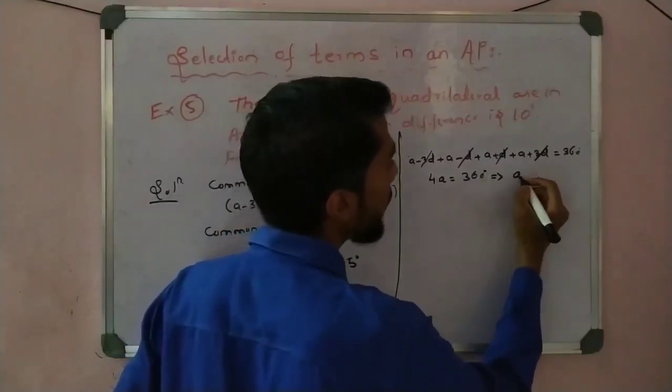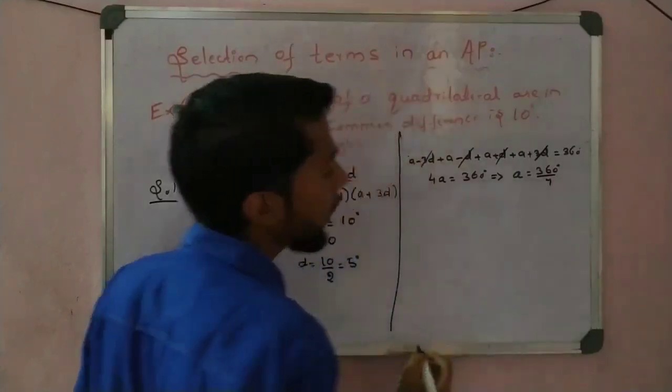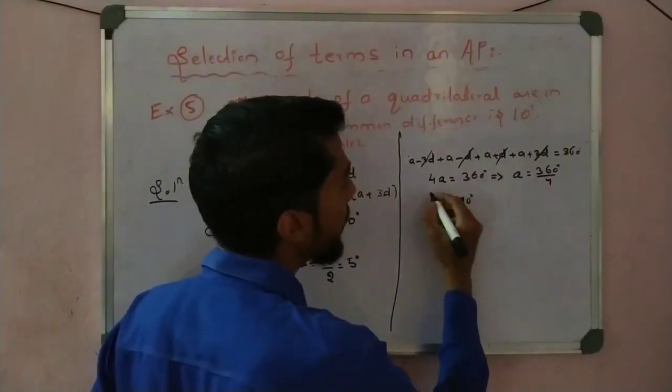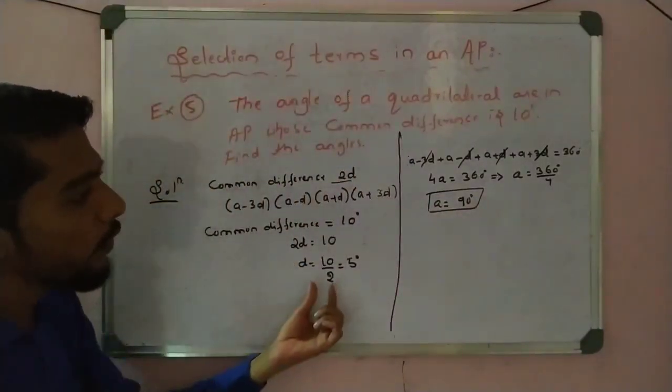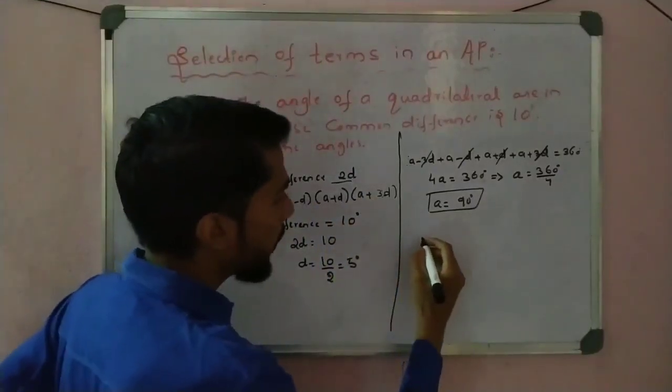So what is a here? So a is equal to 360 degrees divided by 4. So we get a is equal to, 4 nines are 36, so it is 90 degrees. So d is equal to 5, a is equal to 90 degrees. So we get the solution. So what is the solution?